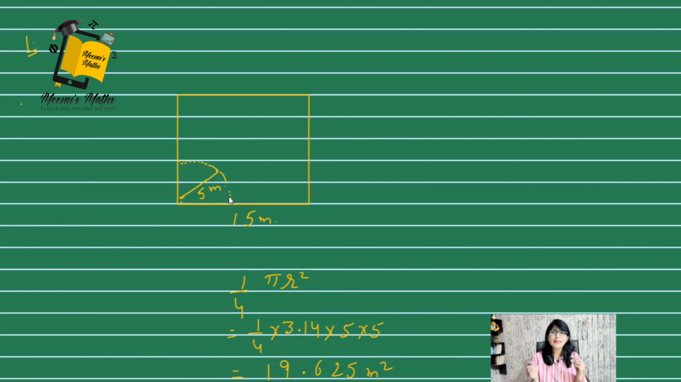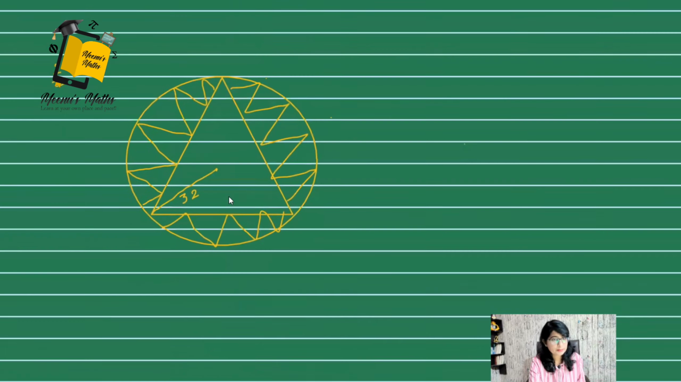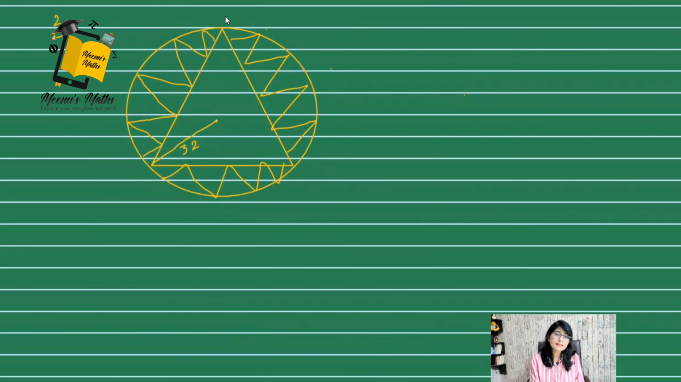Now, it was a quite simple problem. Let's go to some difficult level. Okay, so we go to another problem like this. This is a circular area and its radius is given as 32 meter. Here in its center it is an equilateral triangle. And we are supposed to find out the area of this region, the designed part.